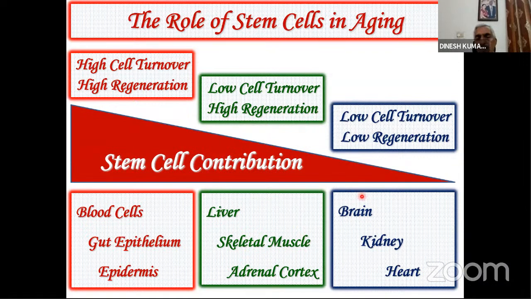But when we move to the brain, kidney, and heart, there is low regeneration and low cell turnover with the help of stem cells. In this way, stem cells behave differently in different organs, and particularly in the brain, kidney, and heart, the turnover is less. So what happens?